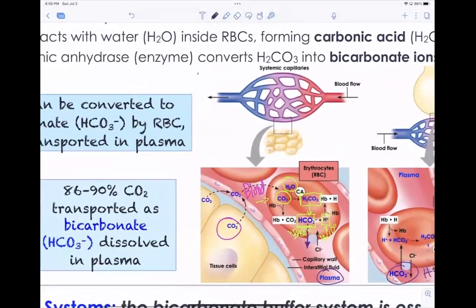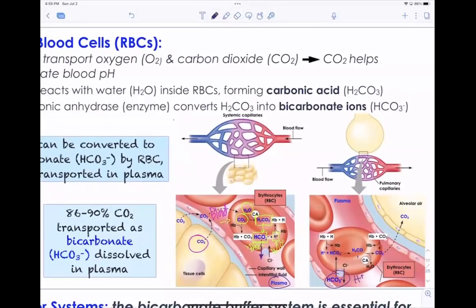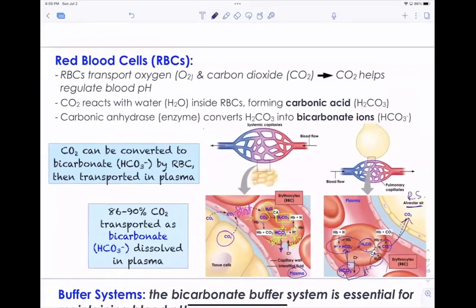So most of your carbon dioxide is transported as dissolved bicarbonate in the plasma. And when the blood returns to the respiratory system, this is the alveolar air in the respiratory system, that bicarbonate is going to again come in, bind with the proton, become carbonic acid, dissociate into carbon dioxide and water, and then the carbon dioxide is going to be sent out to the alveoli of the respiratory tract and then blown out. So that's the role of the red blood cell.